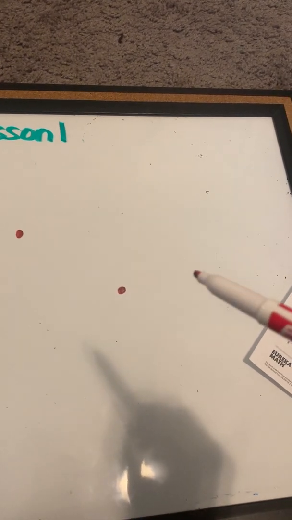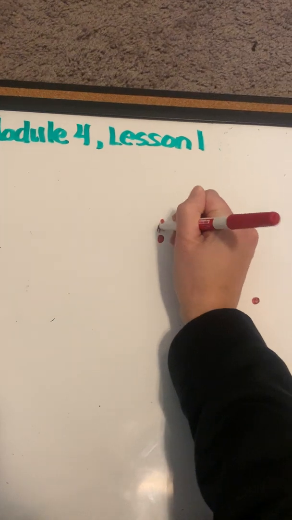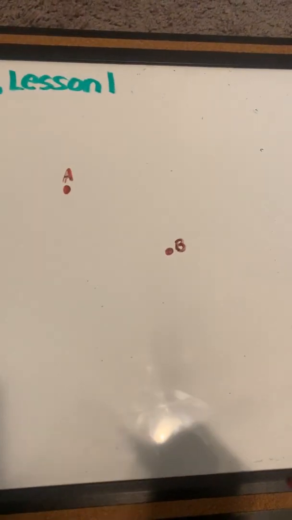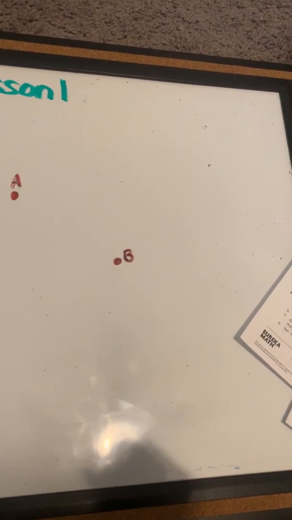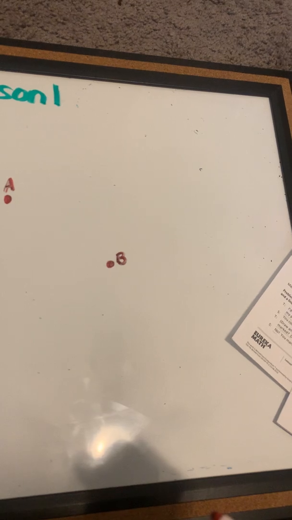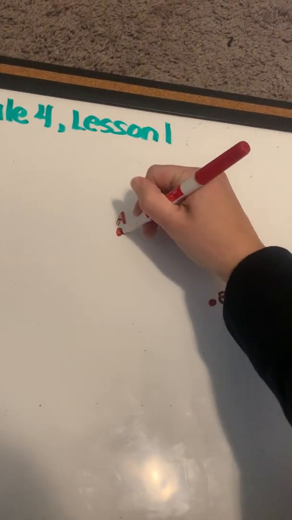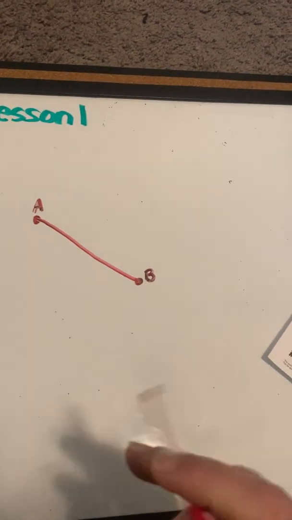Let's identify our points by labeling them with letters. So let's just label this one A, and we can label this one B. Okay, see, these are points. So let's connect point A to point B with a line.